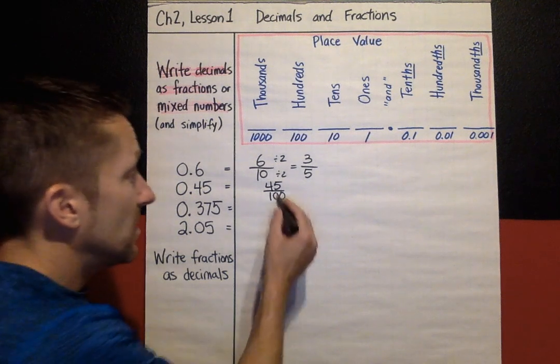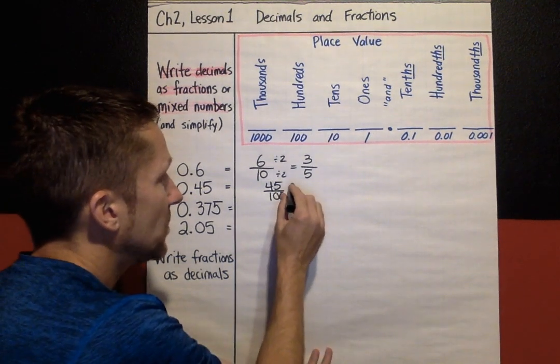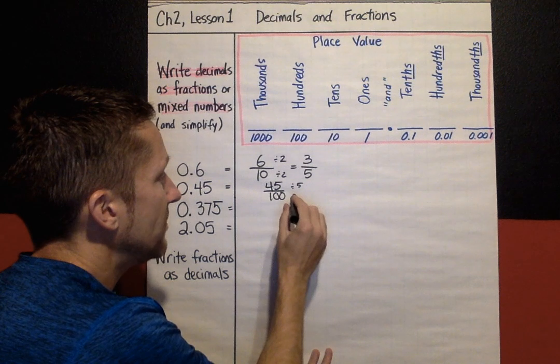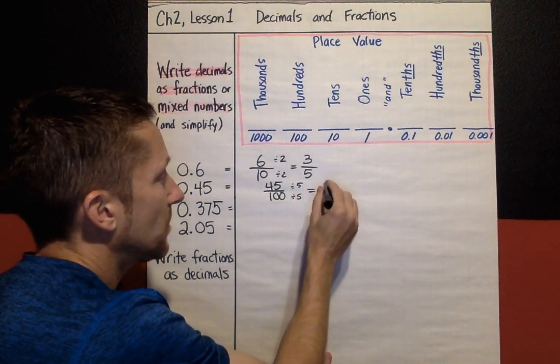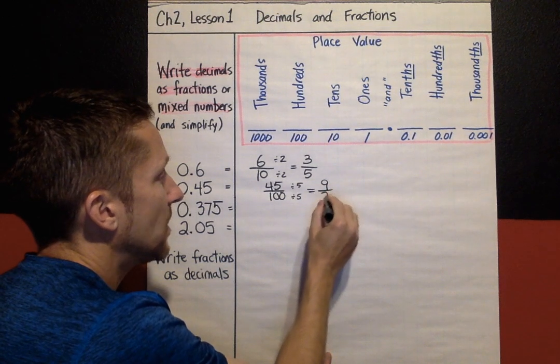A common factor. I see that they end in 5, so I can divide both of them by 5, and 45 hundredths would simplify to 9/20.